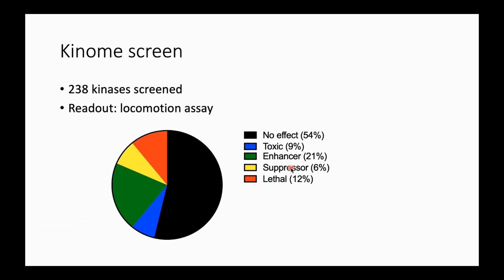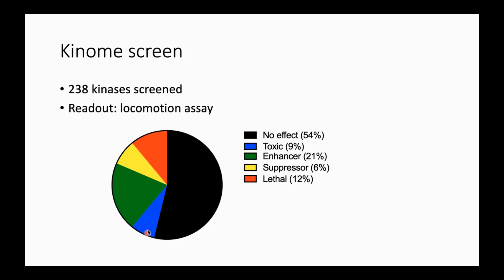This screen is ongoing. So far, I have knocked down 238 kinases out of about 360 that Drosophila have. Kinases are highly conserved between fly and human for what it's worth. I'm using my locomotion assay as a readout for this screen. And what you can see is that about half the genes have no effect when knocked down in glia. 12% are lethal even when knocked down only in glia.